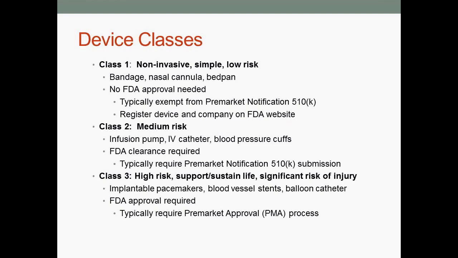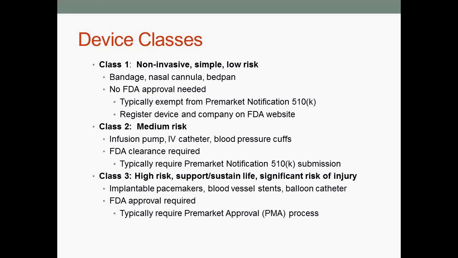There are, just to introduce you, if you're not familiar with devices, or just remind you, if you are working with some devices, 3 classes. The first class is a non-invasive, simple, low-risk device. Examples would be that Band-Aid, nasal cannula, bedpan. These are things that don't typically require FDA approval. They go through a process called 510K, or pre-market notification. They're exempt from that. And typically what the company has to do is just register the device, and then you can find it on the FDA website.